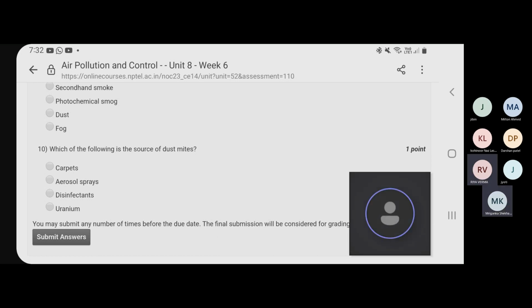Then, is this disinfectants? Can you please repeat what you said? Ma'am, this one, disinfectants. Question number 10. Okay, which of the following is the source of dust mites? Dust mites source? No, not disinfectants. It will be your carpets. Okay. Thank you, ma'am.